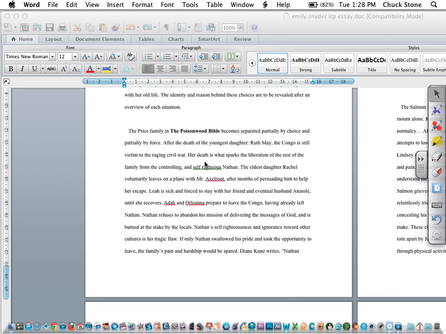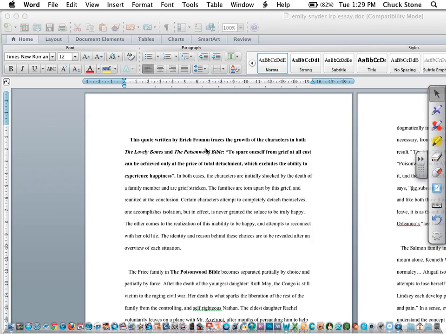The first body paragraph, we have the terminology for essays. You have your introductory paragraph, and we have the first body paragraph. The first sentence in every paragraph should refer back to the thesis statement. So the first sentence in body paragraph number 1: the Price family in The Poisonwood Bible becomes separated partially by choice and partially by force.